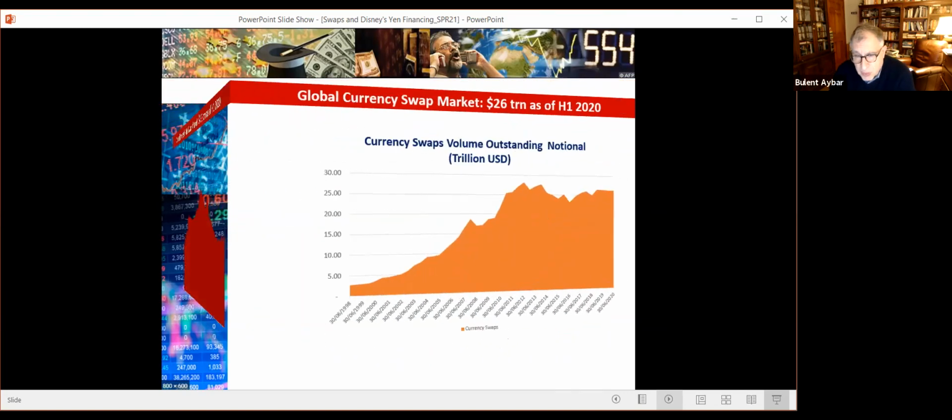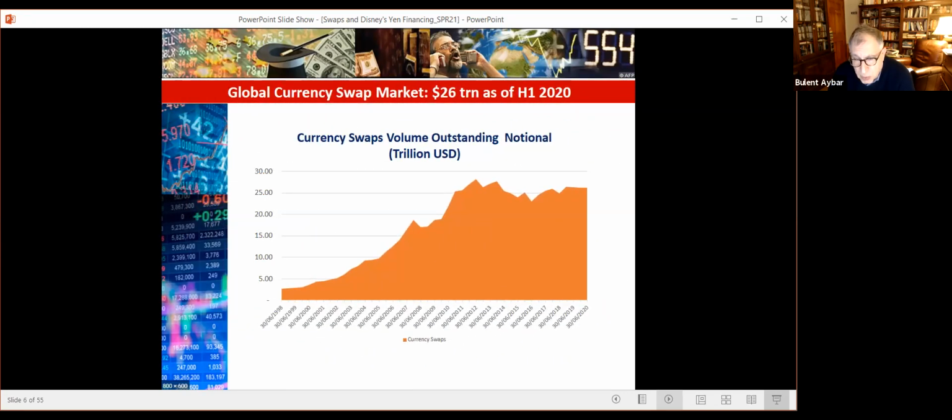The currency swap market is much smaller as compared to the interest rate swap market. The outstanding notional principal in this market is about $26 trillion. We might see a similar trend in here. The currency swap market expanded considerably until 2009, 2010, and then there has been a trough since then. But it is still a sizable market.